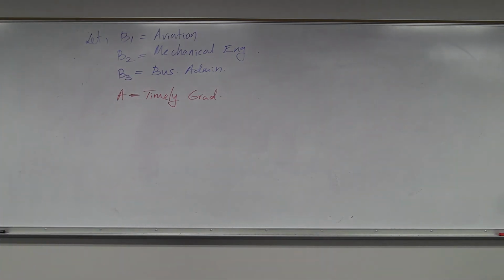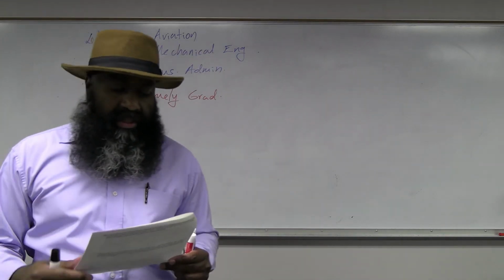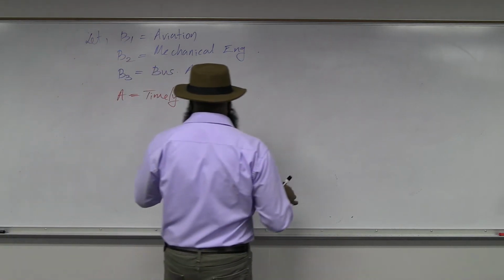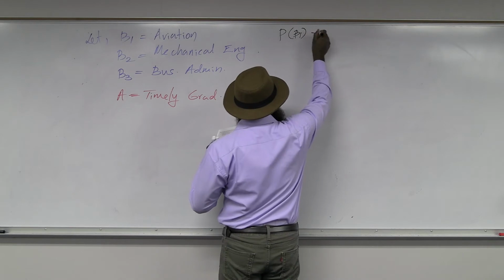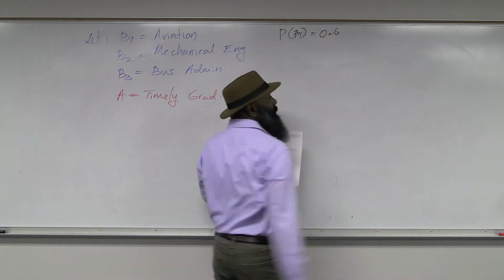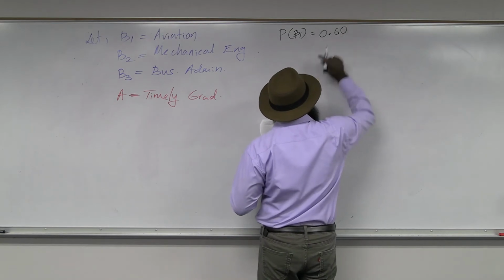Now some of the probabilities are given. Well, of course, all the probabilities that we need are given. So let's convert them into these notations. We know the probability of aviation. How many students do aviation? PB1 is given as 60%, which is 0.6, or you can write it as 0.60 if you like.